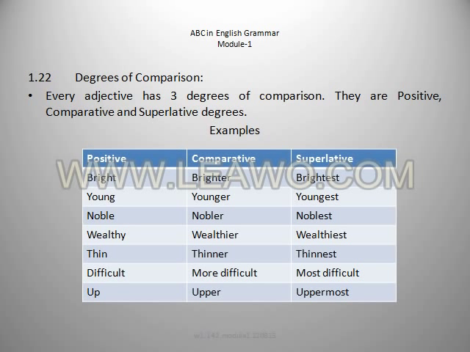Degrees of comparison. Every adjective has 3 degrees of comparison. They are positive, comparative, and superlative degrees. Examples, bright, brighter, brightest, young, younger, youngest, noble, nobler, noblest, wealthy, wealthier, wealthiest, thin, thinner, thinnest, difficult, more difficult, most difficult, up, upper, uppermost.